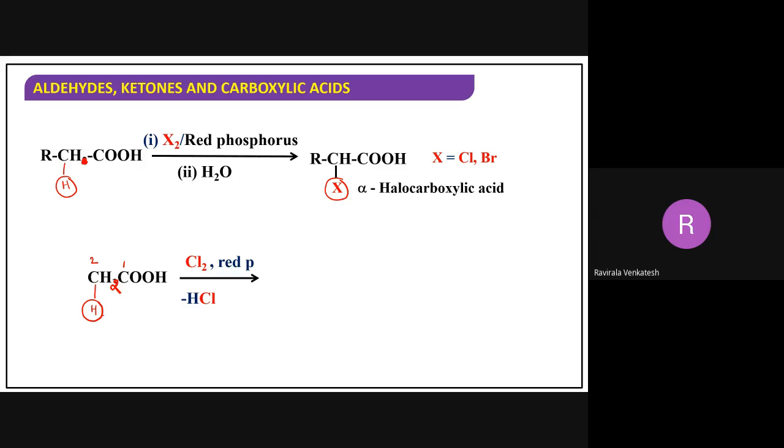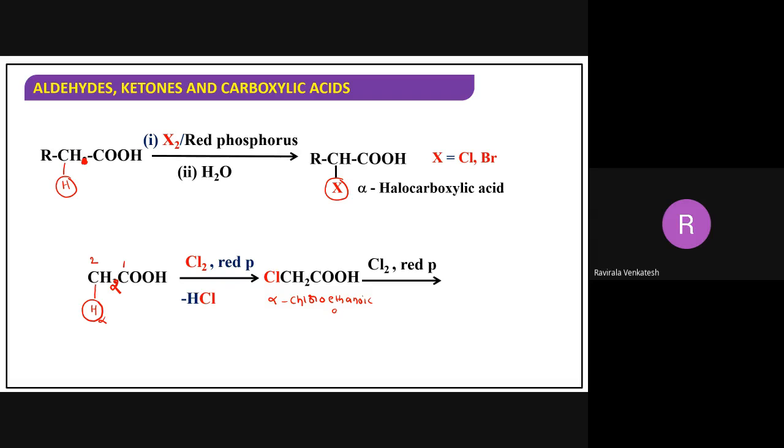Second position, what do we get? At this alpha hydrogen, what do we get? Chlorine. So what is the name of the product then? 2-chloroethanoic acid, isn't it? You can also call it alpha chloroacetic acid, because on the alpha carbon only we have chlorine. So you can call it alpha chloroethanoic acid.